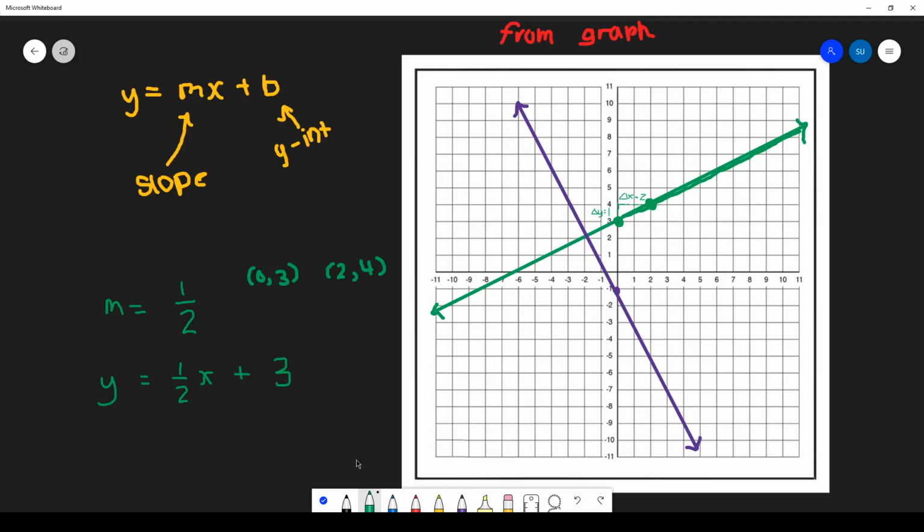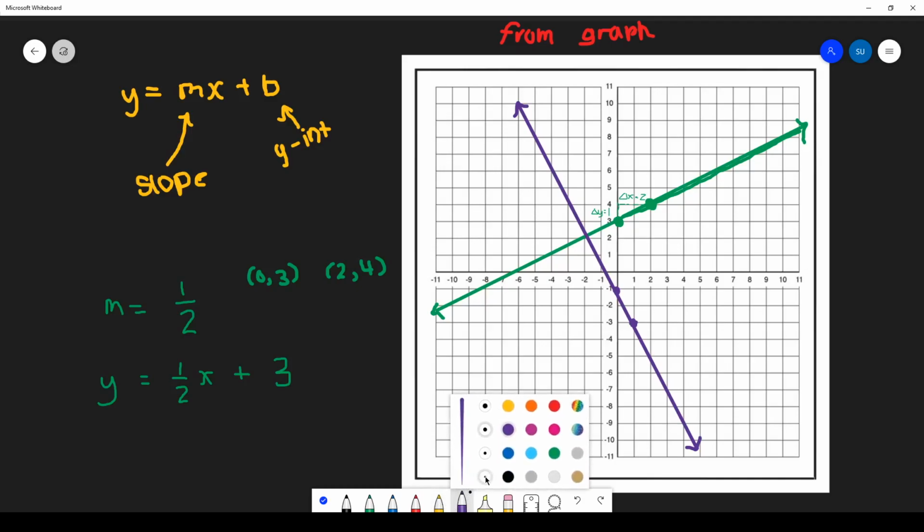So now let's do the same thing for the purple one. If we were to do the same thing, we could use 2 simple points. So we see that one of them is at 0, -1. So we already know that because it's intercepting the y-axis at that point, it is the y-intercept. And we can use another clean point like 1, -3. And now we can calculate the differences.